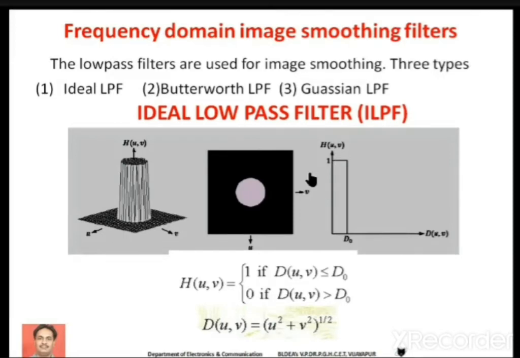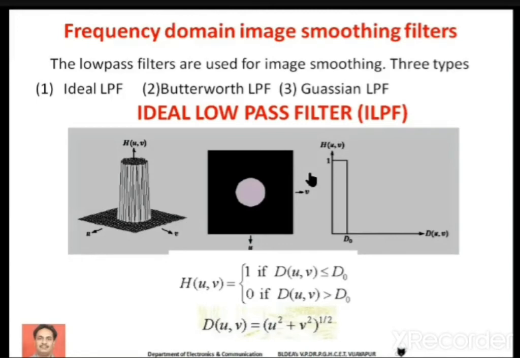In the frequency domain, remember, we use low pass filters to carry out the smoothing operation and high pass filters to carry out the sharpening operation. Low pass filters are meant for smoothing of the image, and high pass filters are meant for sharpening of the image in the frequency domain.